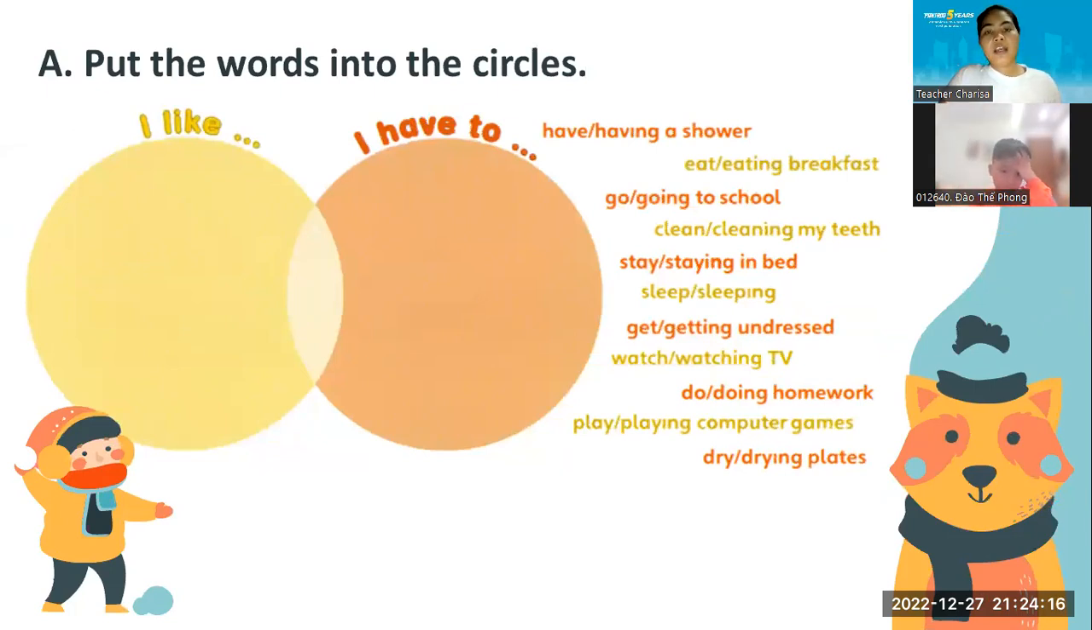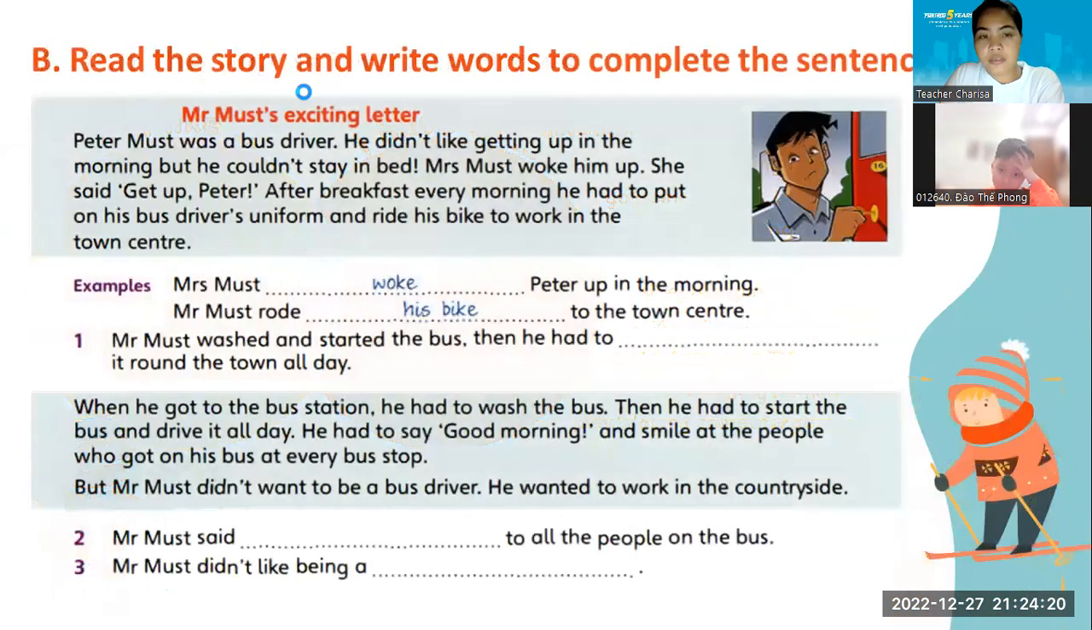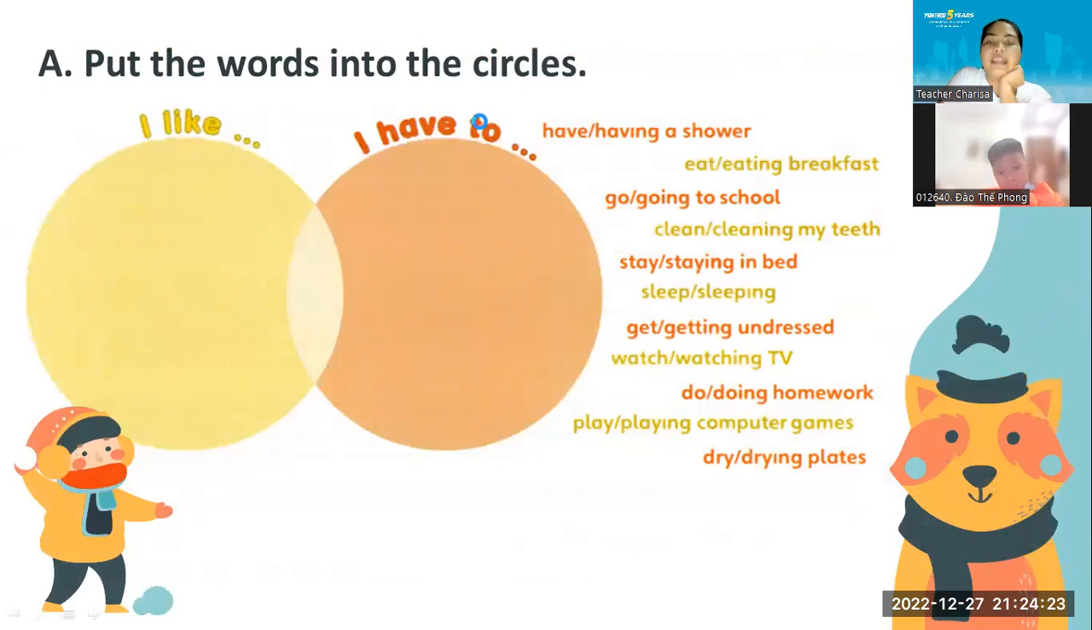Can you do it? So, example. Here, I like and I have to. Okay, so what is that? Go first. I like to go. Eating breakfast, playing, cleaning my teeth, sleeping, watching TV, playing computer games. I like. What will you do? Sleeping.